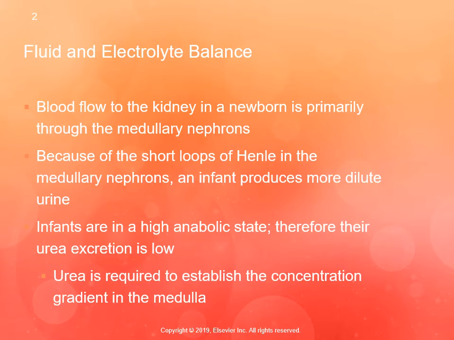is primarily through the nephrons in the medulla. Because there are short loops of Henle there, they produce a more dilute urine. Also, urinary excretion of urea is low.